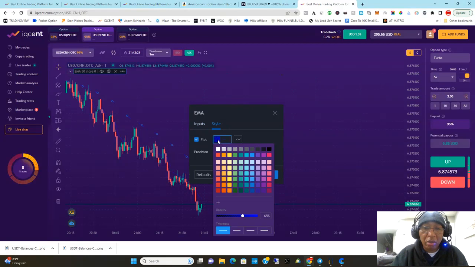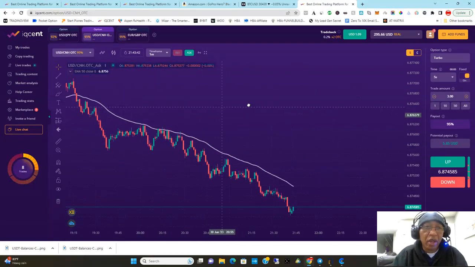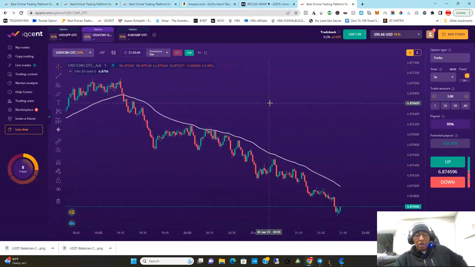And then you come here onto the settings, change the length to 50. The style, we're going to put it white so we can see that, and then we're going to make it thicker. You can use that. Okay, there you go. Not so thick, but thick enough so we can see it. Alright, so that's the moving average, exponential moving average 50.